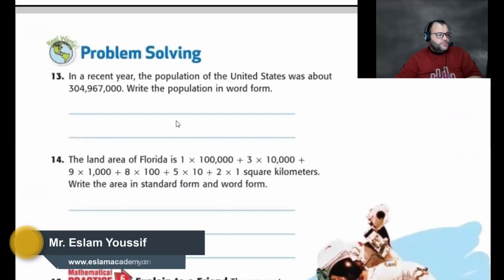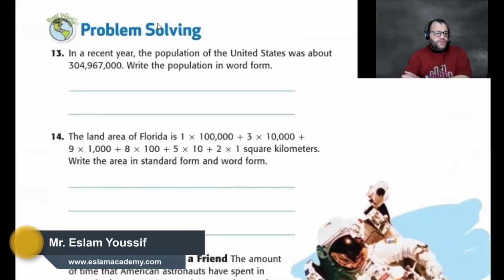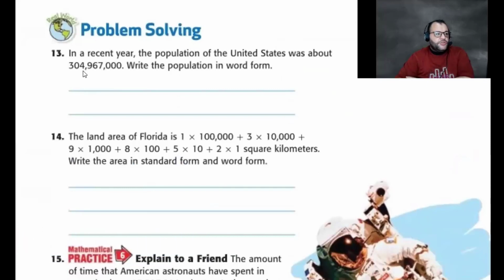Abdurrahman, can you solve number 13 with me? Number 13. The population is 304,964,000. We need to write the population in word form. So how can we write this one? Word form? Yes, word form.